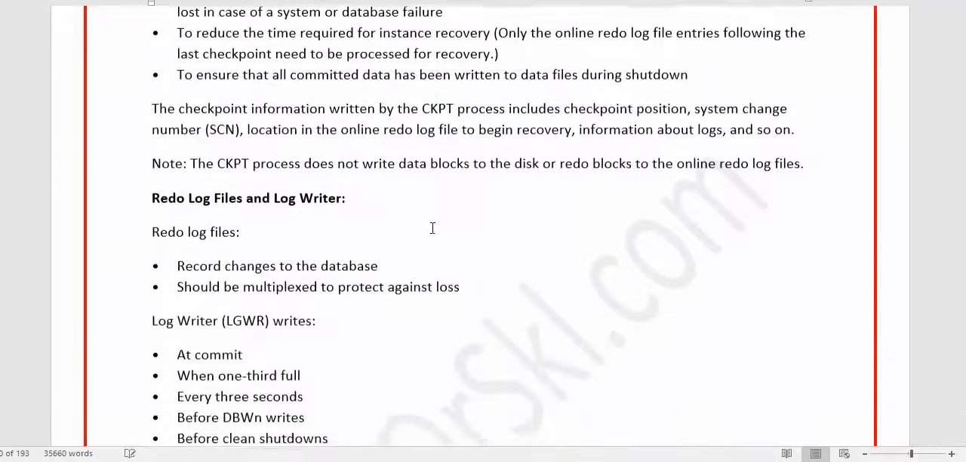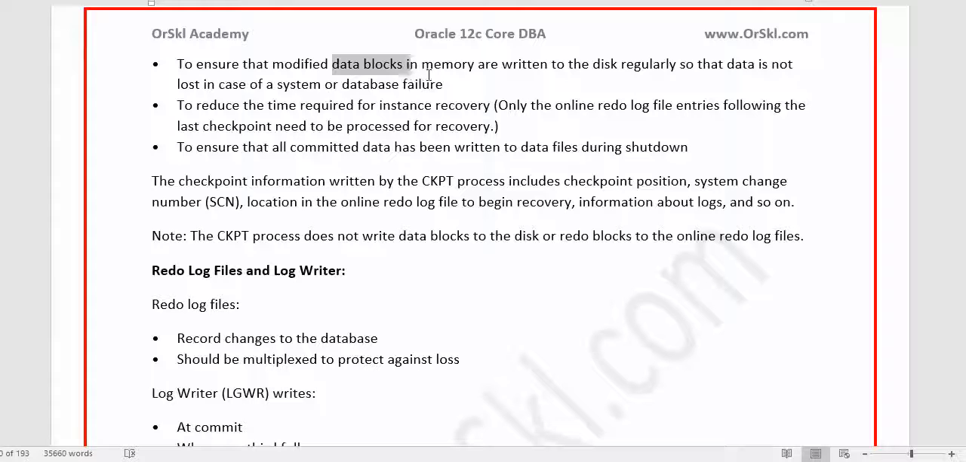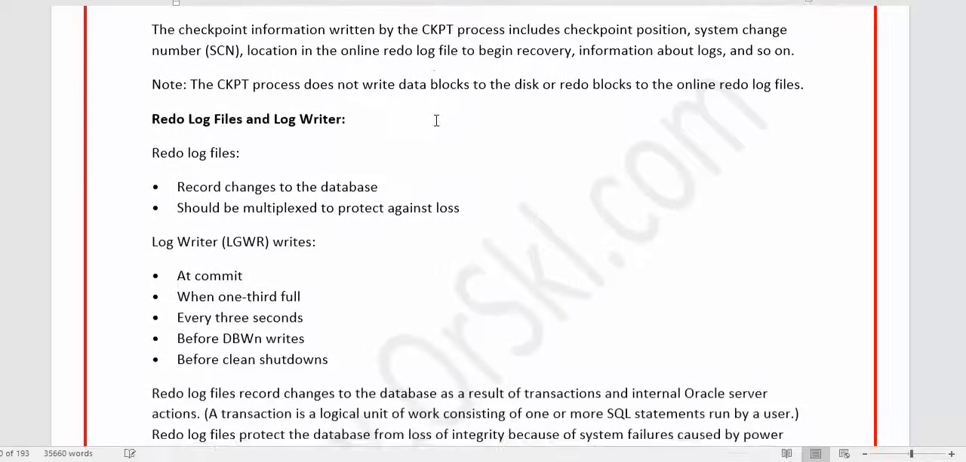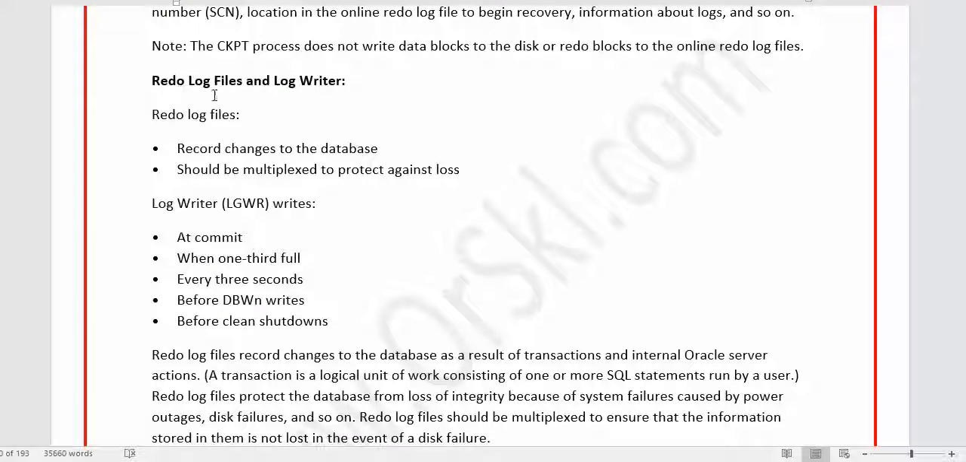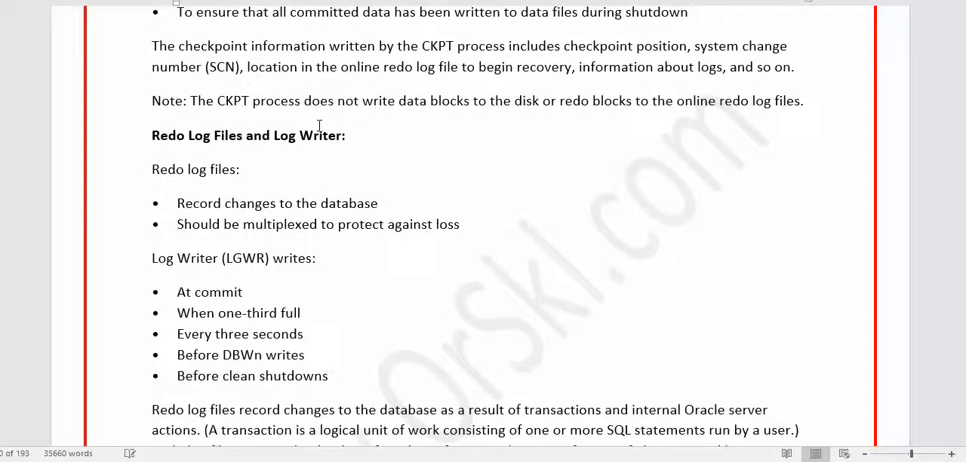Okay, so to ensure that modified data blocks in memory are returned to the disk regularly so that data is not lost in any case, checkpoint is something that we'll use. It is also used to reduce the recovery time for instance recovery. Only because of checkpoint information with the help of the SCN number, your recovery will be very, very fast because the reference is already available.